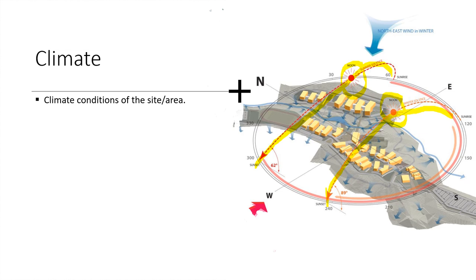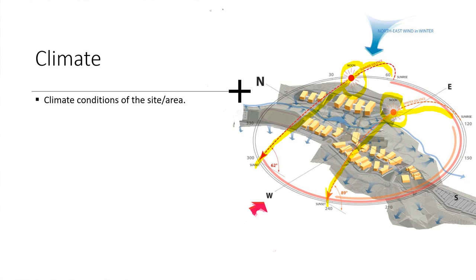So it's usually done in terms of a stereographic sun path chart, where you'll put it over your site and determine the angles and the altitudes of the sun throughout the day and throughout the year. The lower angles are during December 21, that's where the lowest angle of the sun is, and June 21 is where the highest angle is.